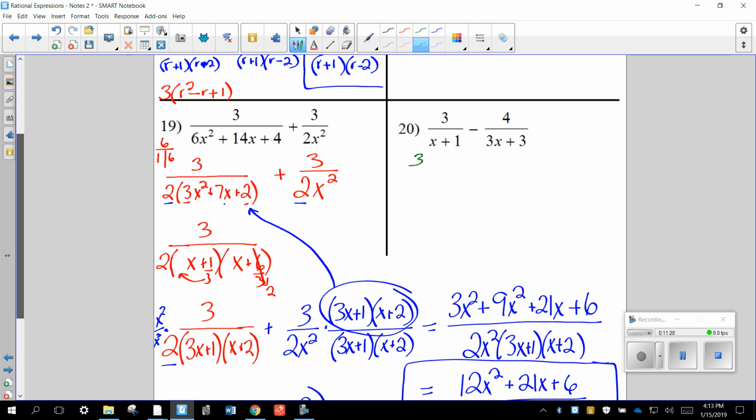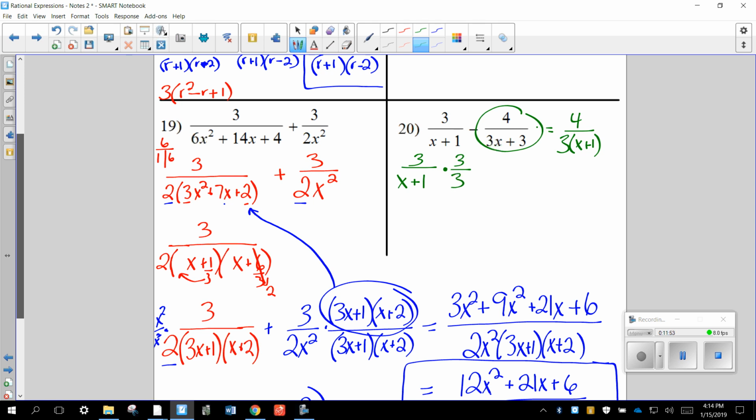Alright, so 3 over x plus 1. We need to multiply that by, wait a minute, we can factor this denominator. This is equal to 4 over 3 times x plus 1. So we don't have to multiply the x plus 1, but only by 3 over 3.